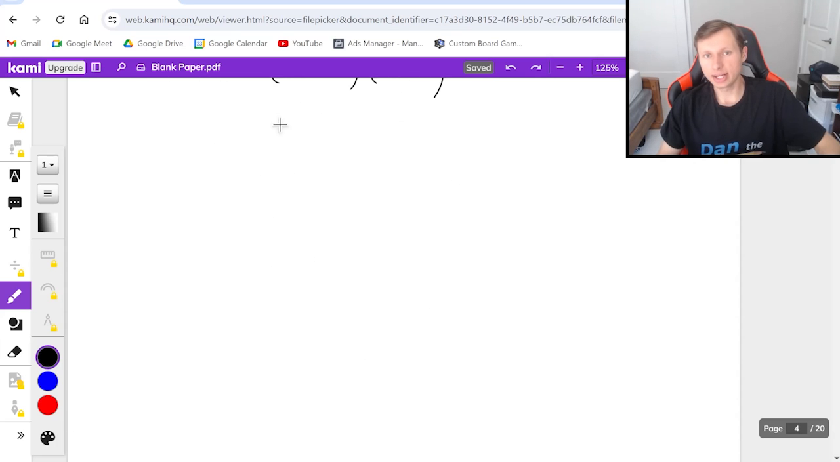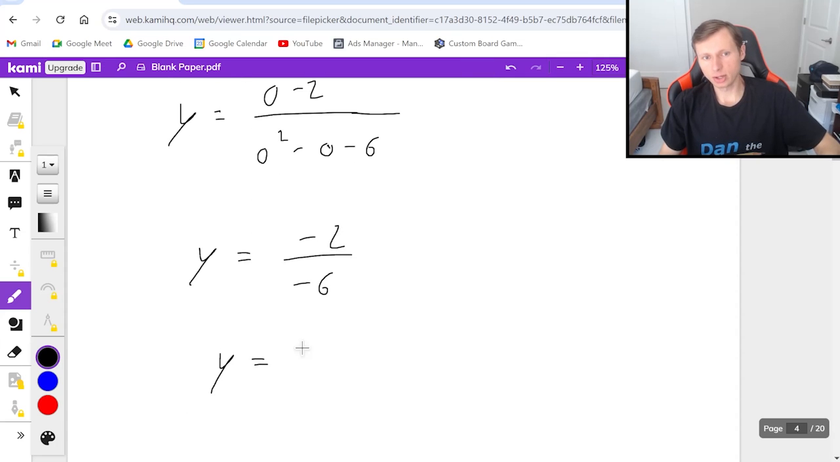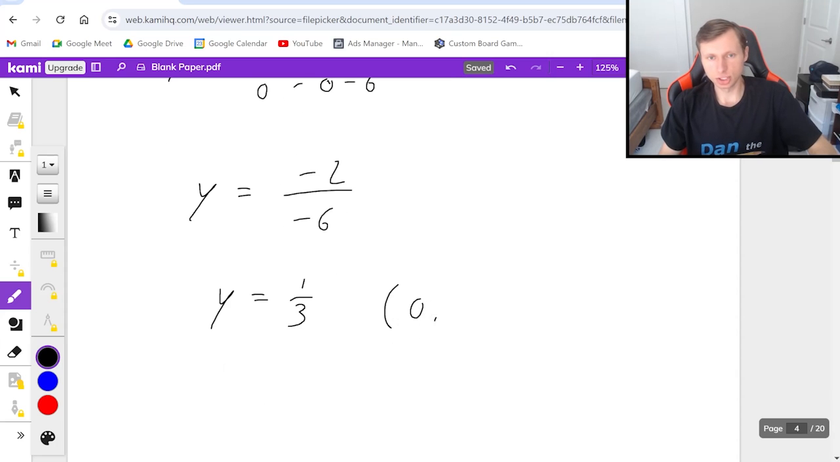Now for the y-intercept for this problem. This is where I'm setting x equal to 0, and we're solving for y. So the y-intercept is almost always easier to find. Very simple. y equals negative 2 over negative 6. This will be y equals 1/3, or how I like to write it, (0, 1/3) for the y-intercept.